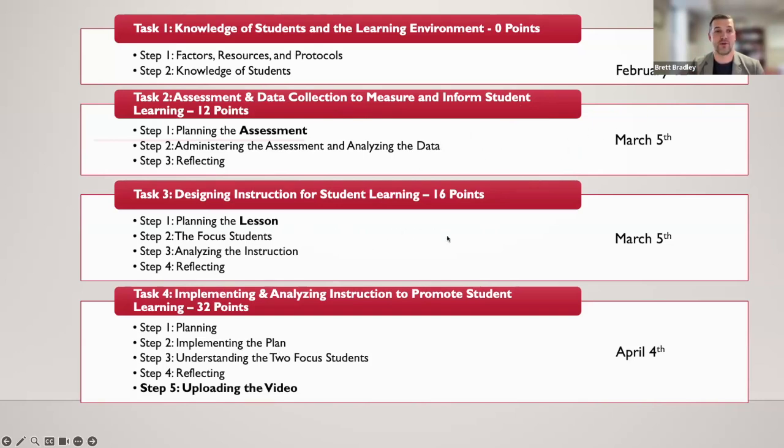The same is true for task 3. They're going to score you just on your lesson. They don't know what you did for your assessment or what you wrote in task 2. So they're just scoring this by itself. And even on this one, task 4, that somebody else is going to score it.